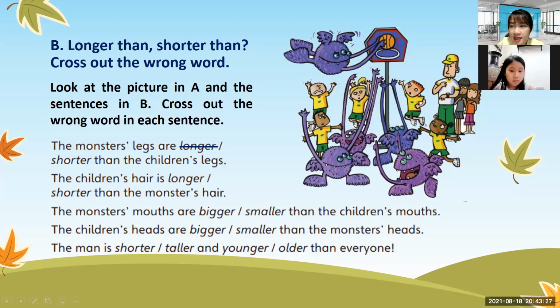Just read it. Just read what you choose. The children's hair is longer or shorter than the monster's hair? Just one word. Longer. Oh, longer? No.